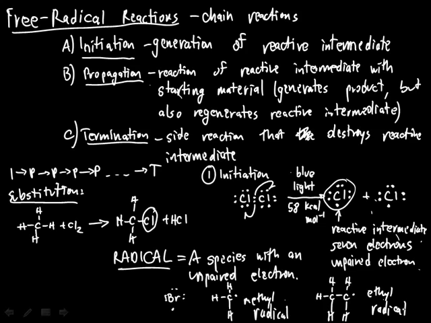Or so forth. Now notice that radicals in this case are not charged. They have 4 electrons around carbon, and so there is no positive or negative charge. But they still are unstable because of this unpaired electron. Okay, so after this initiation occurred, the next step is a propagation step.